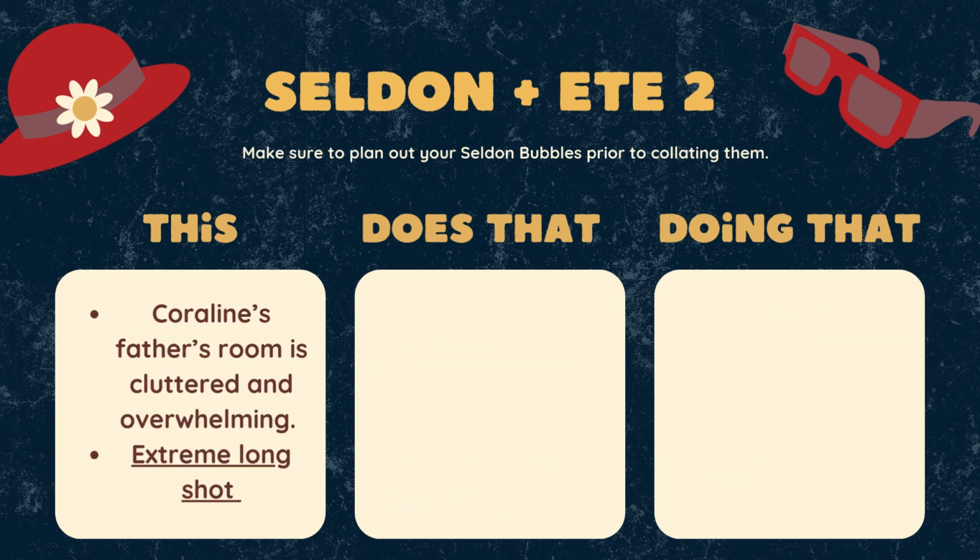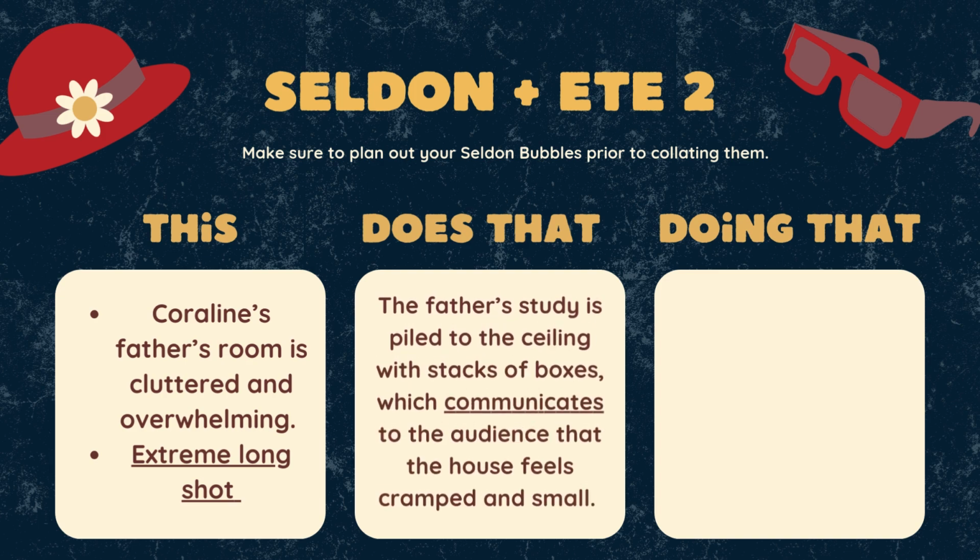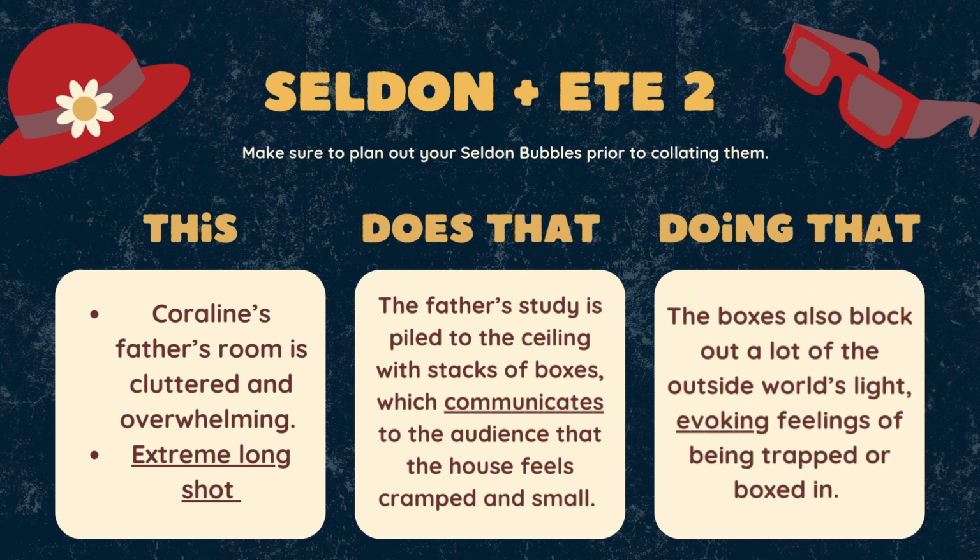The second example I've chosen is when Coraline goes to her father's room and asks about going outside. The extreme long shot shows that the father's room is very cluttered and messy. So the father's study, there's boxes and papers piled to the ceiling, which communicates that the house feels cramped and small. The boxes also block out a lot of the outside world's light, evoking feelings of being trapped or boxed in. So I'm going to use these two examples to explain why Coraline feels dread and fear in the isolated house.